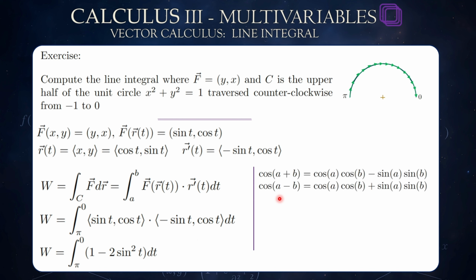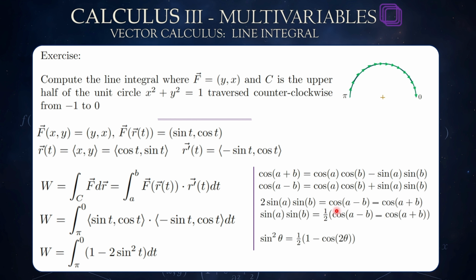As a reminder, cosine(a plus b) equal cosine a cosine b minus sine a sine b, cosine(a minus b) equal cosine a cosine b plus sine a sine b. 2 sine a sine b is equal to cosine(a minus b) minus cosine(a plus b). Okay, we've added both of the first and second equation, but we multiplied the equation over the top by minus so that we won't cancel out sine a sine b but cosine a cosine b instead. So sine a sine b is equal to 1/2 (cosine(a minus b) minus cosine(a plus b)). So sine square theta is equal to 1/2 (1 minus cosine 2 theta).